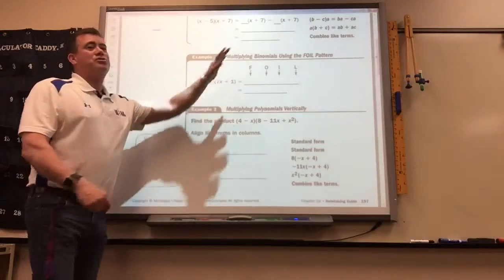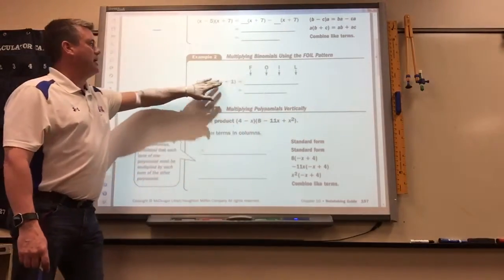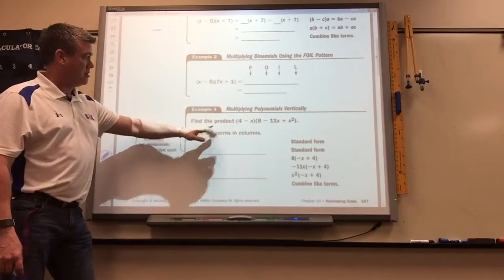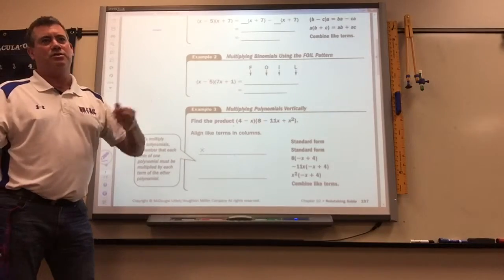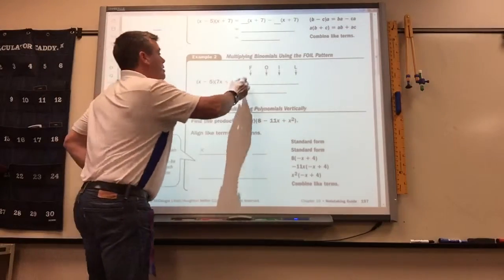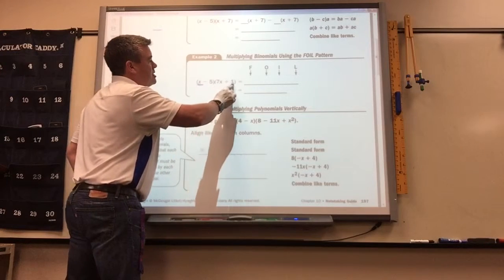This only works when it's a binomial. FOIL only works when it's a binomial times a binomial. Here, it's a binomial, two terms, times a trinomial. So then you need to know the distributive property. When you're solving this, you just have to take each of these times each of these.